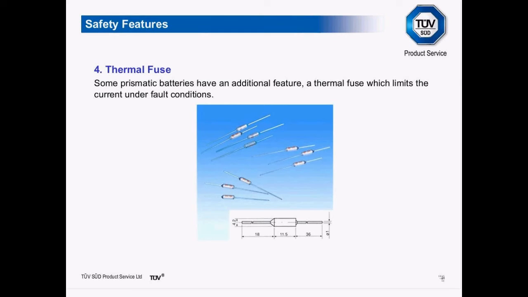A thermal fuse device is quite often used in prismatic batteries. This is an additional feature, and the prime function of the thermal fuse is to limit the current under a fault condition such as a short circuit.